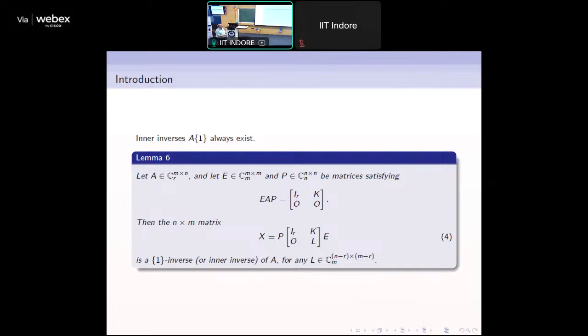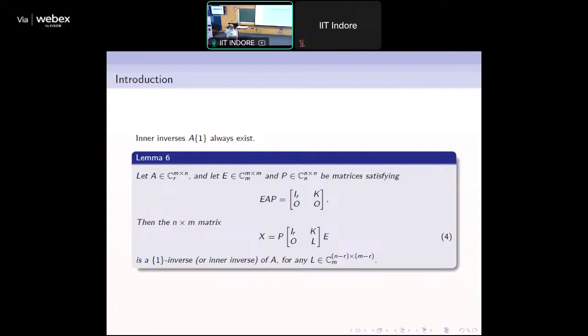Here is one representation of matrix A obtained after Gauss-Jordan elimination and permutation matrices, and here is the row reduced echelon form. I is the identity matrix of order R, and K is a matrix of appropriate order obtained after Gauss-Jordan elimination. And then X can be represented simply in this way, where L is an arbitrary block.